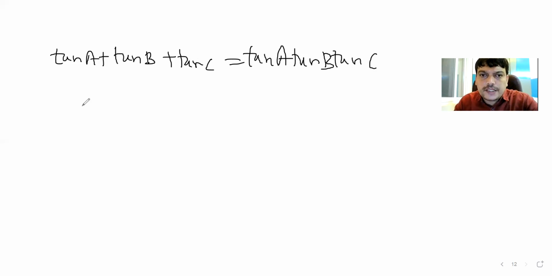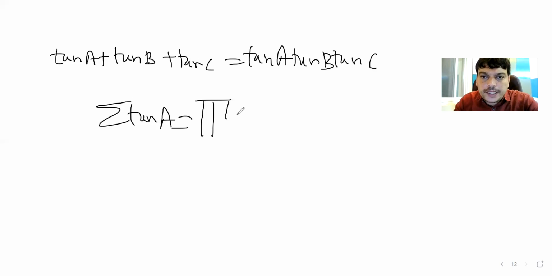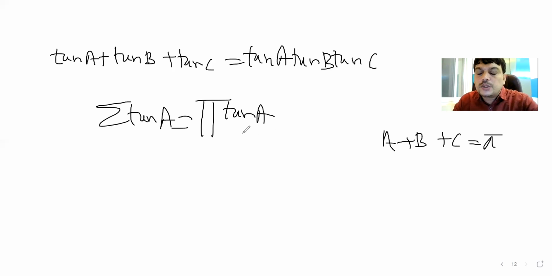And the short form representation is the LHS can be written as sigma tan A, and the right hand side can be written as pi tan A. Pi is the symbol for multiplication, sigma is the symbol for addition. So we can always write this result whenever A plus B plus C is 180 degrees or pi radians. So this result is always valid for a triangle. This result we have used in the previous problem to find tan A, tan B, tan C. And later on, using sine rule, we could find the ratio of the sides. So I hope the problem is clear to all of you.